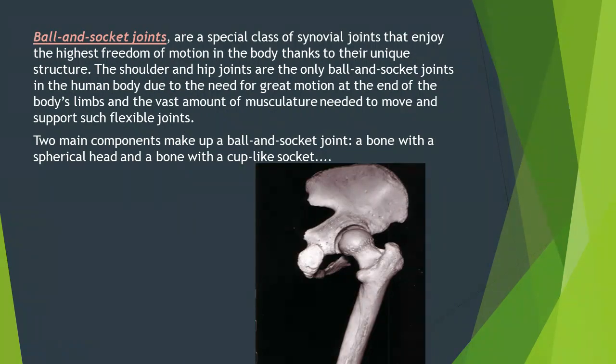Ball and socket joints are a special class of synovial joints that enjoy the highest freedom of motion in the body thanks to their unique structure. The shoulder and hip joints are the only ball and socket joints in the human body due to the need for great motion at the end of the body's limbs and the vast amount of musculature needed to move and support such flexible joints. Two main components make up a ball and socket joint: a bone with a spherical head and a bone with a cup-like socket.